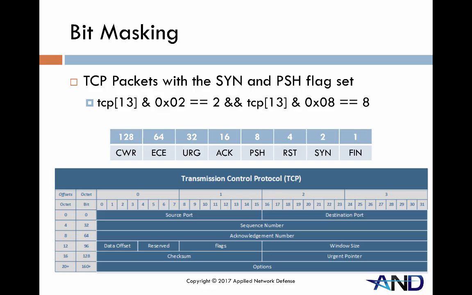So on the left, we see the filter we'd already created, tcp[13] & 0x02 = 2. That's saying to mask off the second bit and look for a value of 2 within it. Then we're going to concatenate with the AND operator, 2 ampersands, and say tcp[13] & 0x08 = 8. So in this case, we're masking off the 4th position, which is 0x08, and then we're telling it to look for a value of 8 in this particular field, and this filter will give us any packet that has both the SYN and push flags set.